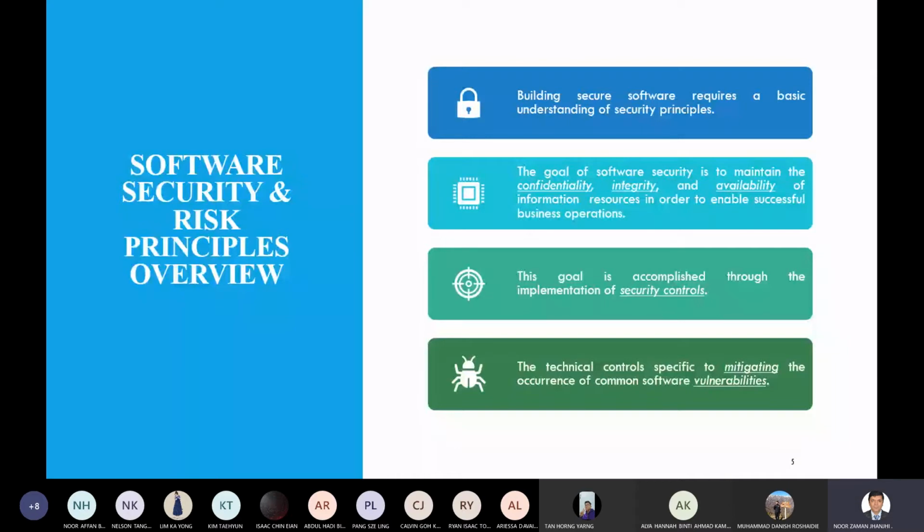Next, the goal is to be accomplished through the implementation of security controls. The technical controls are specific to mitigating the occurrence of the common software vulnerabilities. Again, you notice here, previously we were saying that we will be able to address most of them, and here it is saying the most common software vulnerabilities. So I hope you understand the points. If you have any confusion, you can ask at any stage.